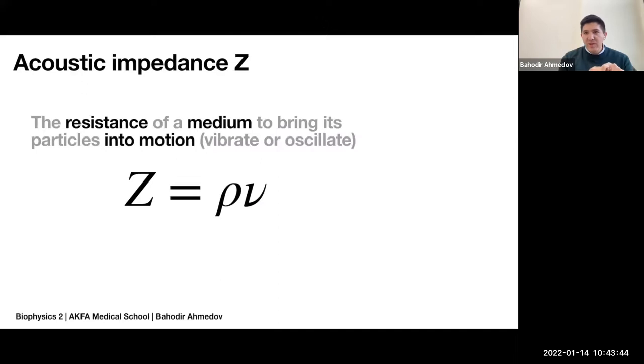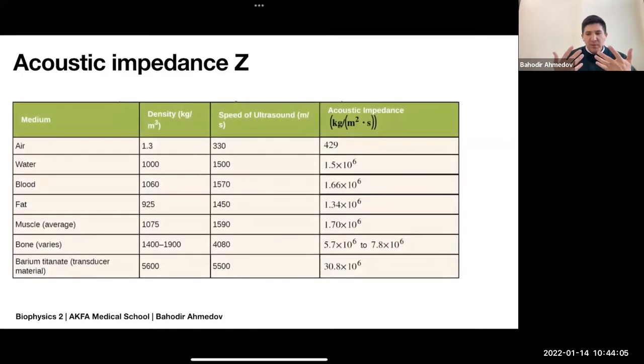And the acoustic impedance is, again, one of the properties of sound, which is basically the resistance of the medium to bring its particles into motion. So the higher the acoustic impedance, the higher the resistance of the medium. So more effort we need to put in order to make the sound move the particles of the medium. So the acoustic impedance essentially is the multiplication of the speed of the sound in the medium by the density.